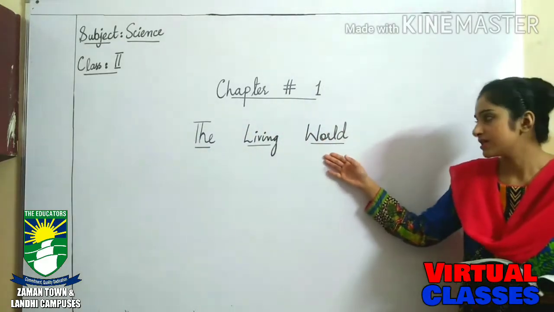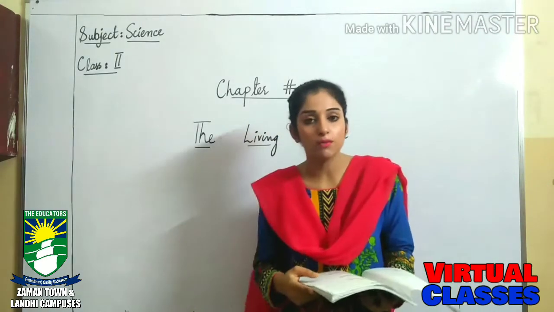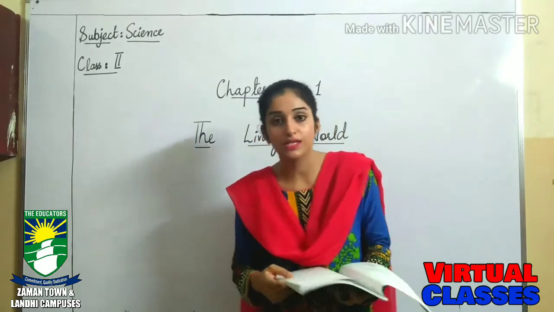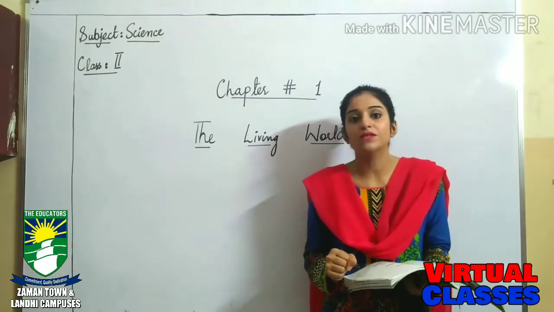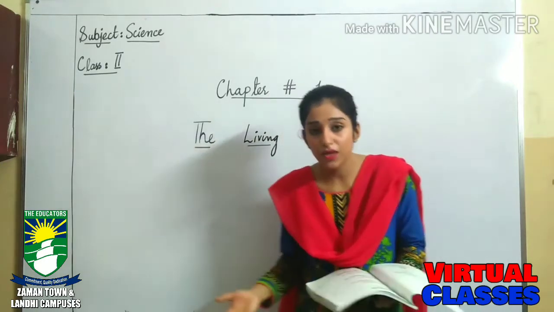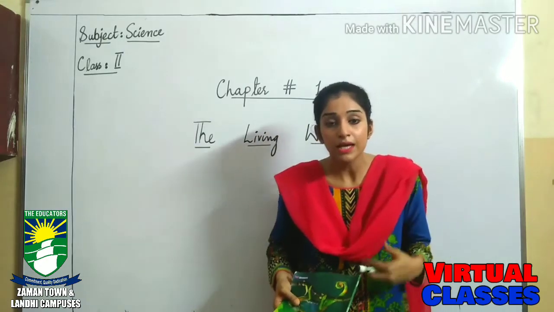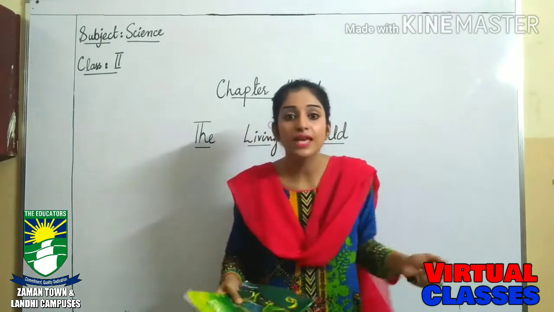The living world. What is the meaning of the living world? It means we are going to talk about living and non-living things. I know very well that you have studied about living and non-living things in class 1 as well. What are living things? Living things are the things that have life inside them. They can eat, they can move, they can breathe.